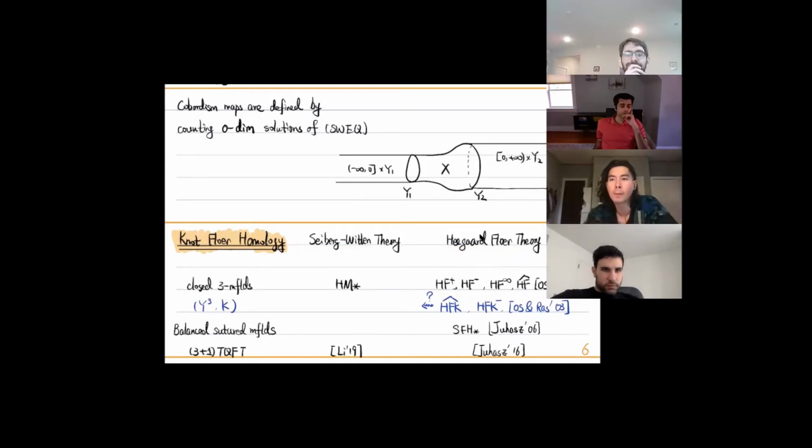The second advantage is that their invariants can also be defined for knots inside a three-manifold. And the simplest versions are the hat version and minus version, and they were introduced by Ozsváth and Szabó and independently Rasmussen around 2003. And it is quite natural to ask what's the analogous construction in the Seiberg-Witten theory.